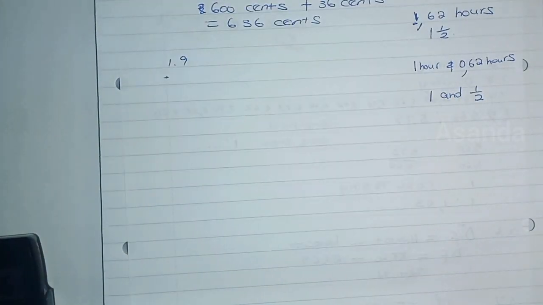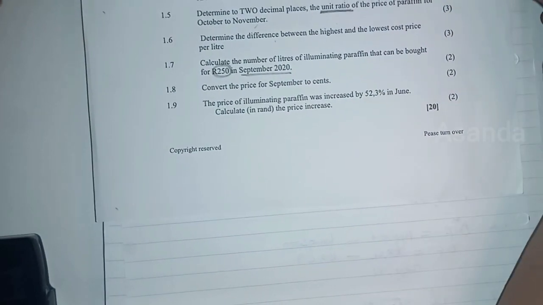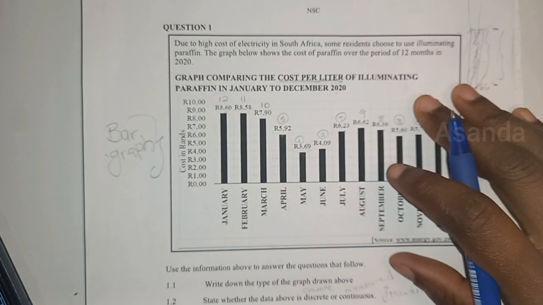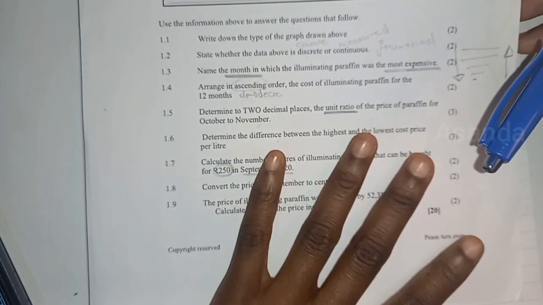1.9. The price of illuminating paraffin was increased by 52.3% in June. Calculate in rand the price increase. They just want to know the increase, which is 52.3. They just want to know the increase. They don't want to know anything else.